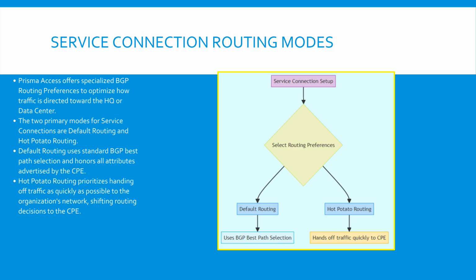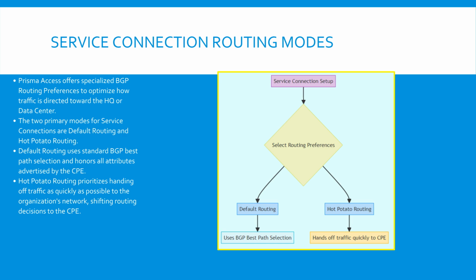This diagram shows the crucial choice point when configuring service connections within Prisma Access. After the initial service connection setup, Node A, you must actively select routing preferences, Node B. This decision branches into two distinct operational modes. The first is default routing, Node C, which instructs Prisma Access to use the standard BGP best path selection mechanisms, Node E. In this mode, Prisma Access honors any BGP attribute advertised by your customer premises equipment.